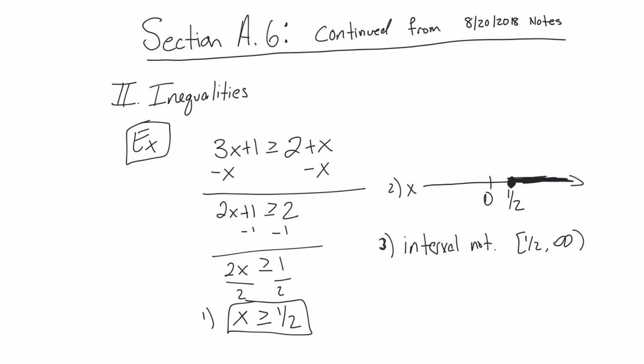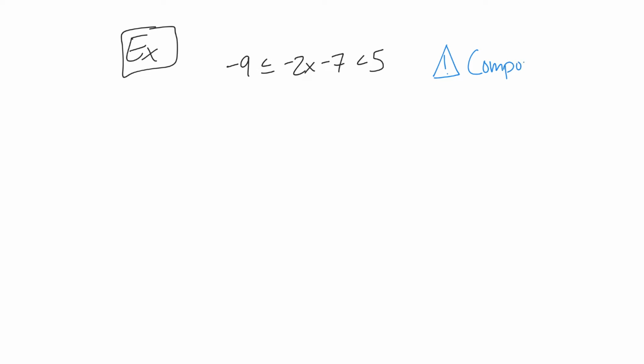All right, so let's look at another example of a different type of inequality. This one's a little different. Let's say we had -9 is less than or equal to -2x minus 7 is less than 5. So this is a special type of inequality called a compound inequality. Notice we have things on both sides of the x. So we're still solving for x in the middle to get it by itself.